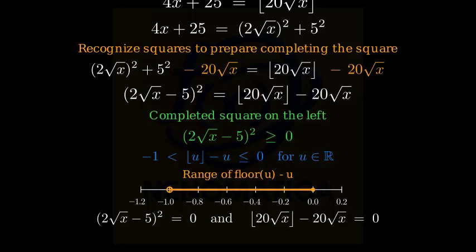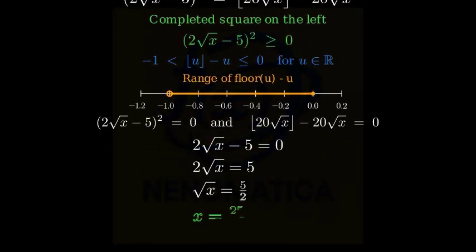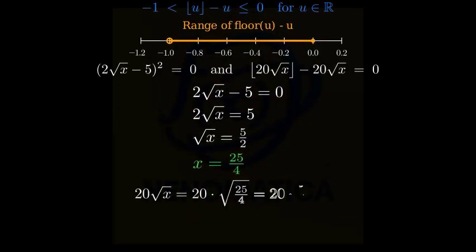Step 4. Solve the perfect square equals 0. 2 times square root of x minus 5 equals 0. So 2 times square root of x equals 5, and square root of x equals 5/2. Therefore, x equals 25 over 4. Now check the floor condition. 20 times square root of x must be an integer. At x equals 25 over 4, 20 times square root of x equals 50, which is indeed an integer.